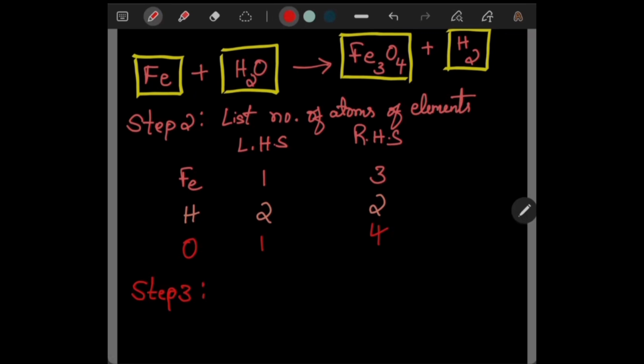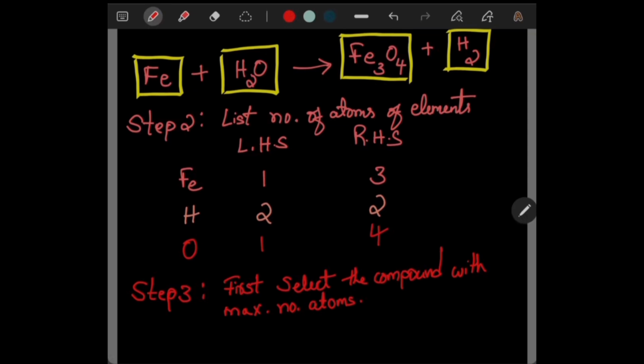Here it is convenient to start balancing with the compound that contains the maximum number of atoms. It can be a reactant or a product. Also, in that compound, select the element which has the maximum number of atoms. So in the equation, on the product side we have the compound which has the maximum number of atoms. Particularly in that, oxygen has more atoms. So in the compound Fe3O4, oxygen has more atoms as an element.